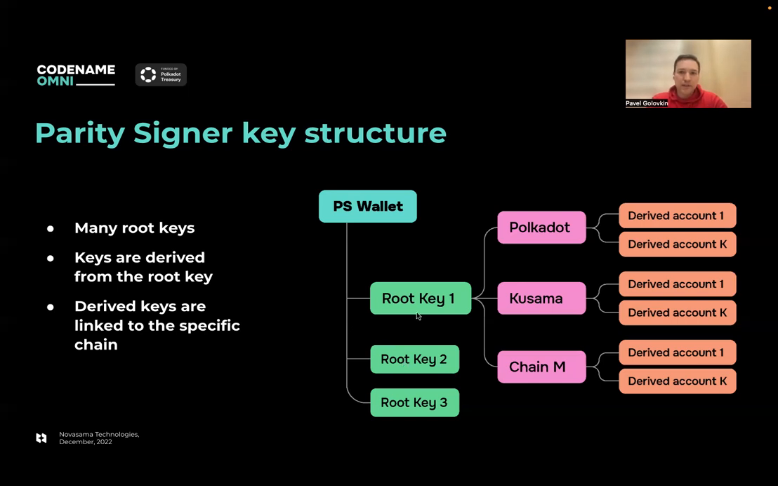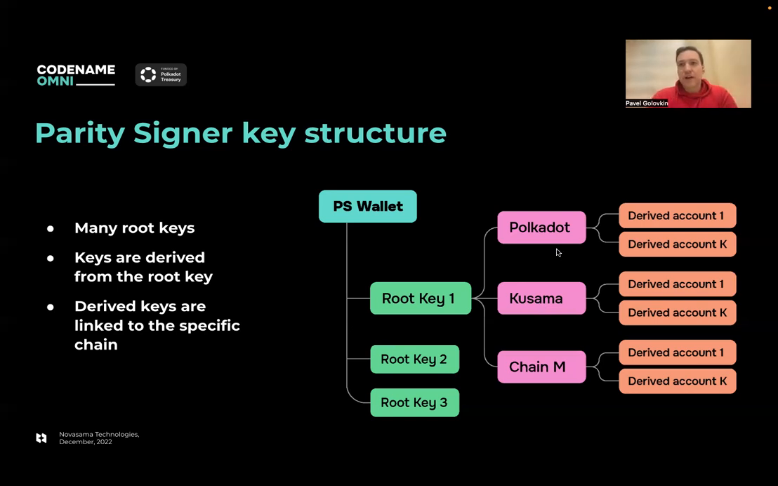And you can find here a complex tree structure where you have many root keys, and each root key can support different networks. And for each network, you can have as many derived keys as you want. And each derived key is linked to a specific chain, like derived account 1 is linked to Polkadot, and here this account is linked to Kusama.